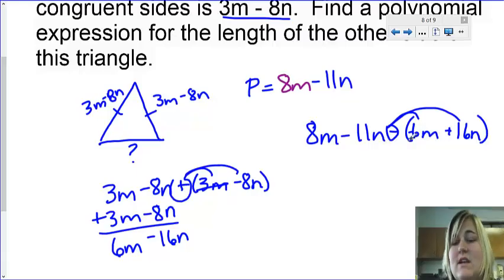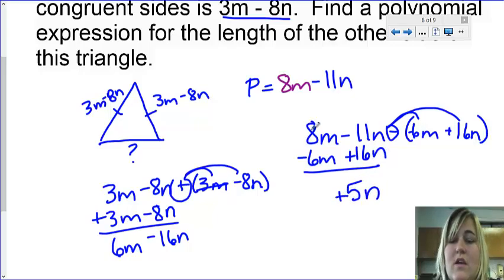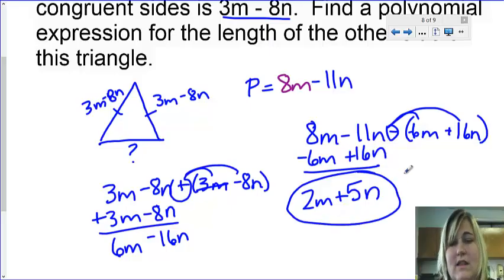So negative 6m goes with 8m, so I put negative 6m under here, plus 16n goes under negative 11n, and negative 11n plus 16n gives me 5n, which is positive. 8m minus 6m gives me 2m. This is my missing side length.